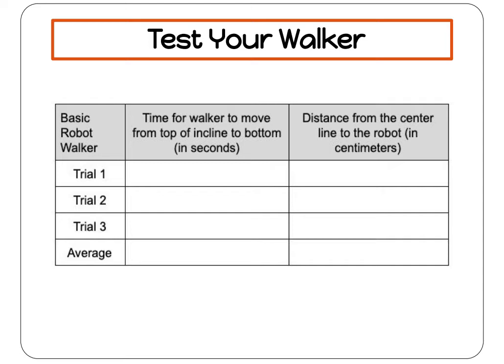Start your robot at the top of the ramp on top of the line you just made, and then once it reaches the bottom, use a ruler to record how far away the robot is from that line you made. You can use centimeters for this. Test each of these 3 times and record your results in the data chart. Then you can calculate the averages so you know how well your first walker went down the ramp.